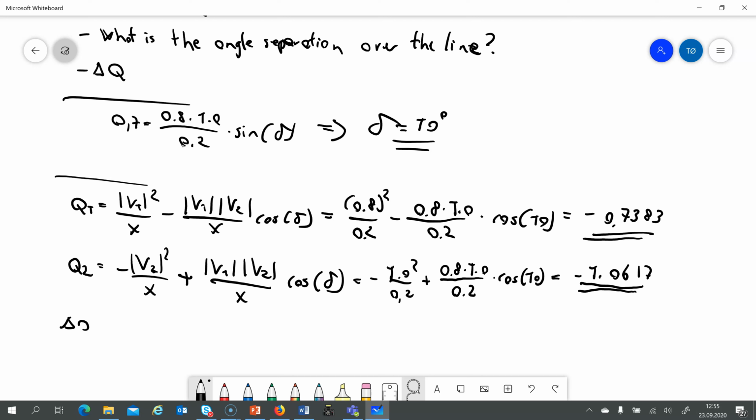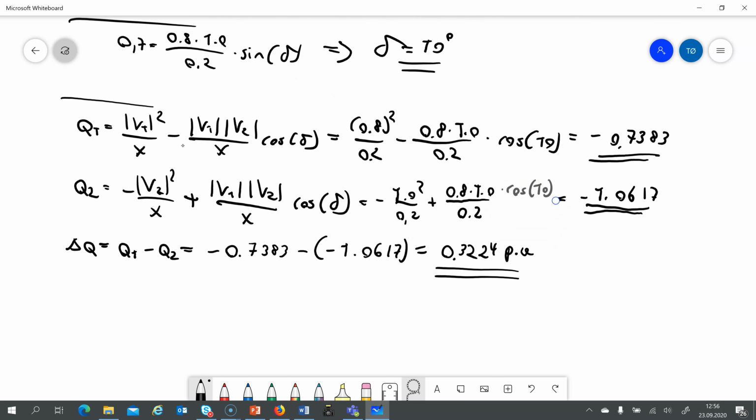And then delta Q becomes Q1 minus Q2, minus 0.7383 minus minus 1.0617 equals 0.3224 per unit.